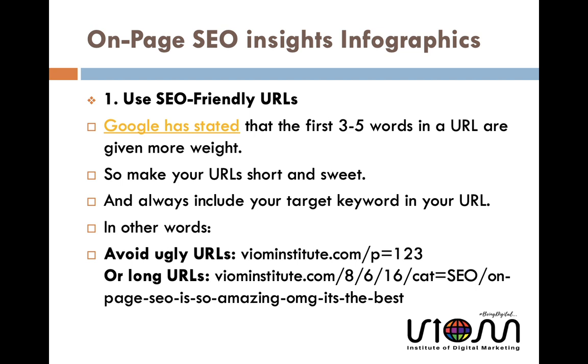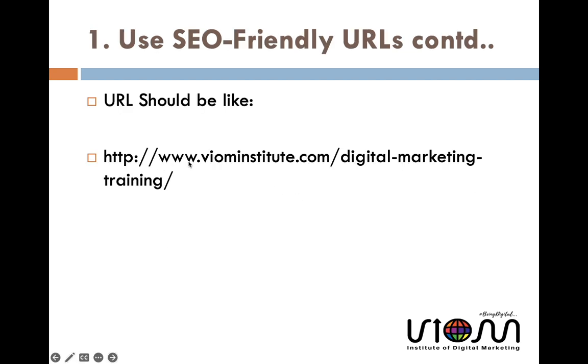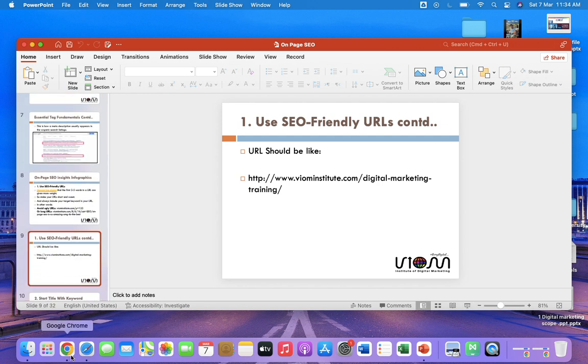You should not include things like numerics, equal to signs and all. Your URL is nothing but your website link. It should look crystal clear. Now let's say for example, you will see some of your blog links itself.